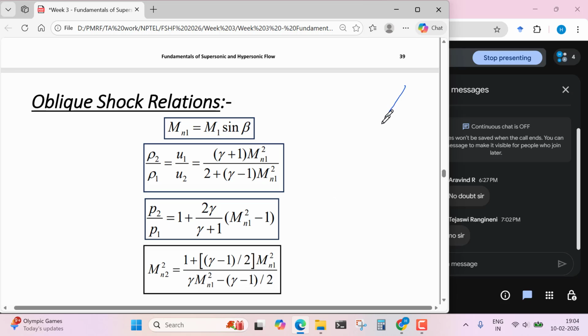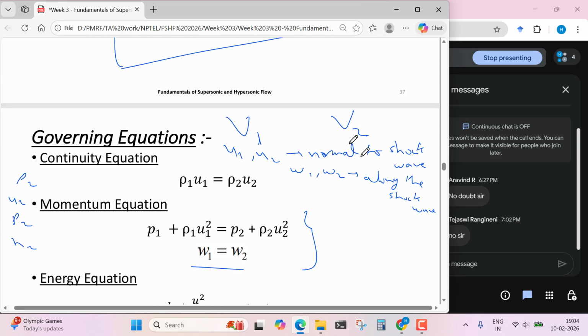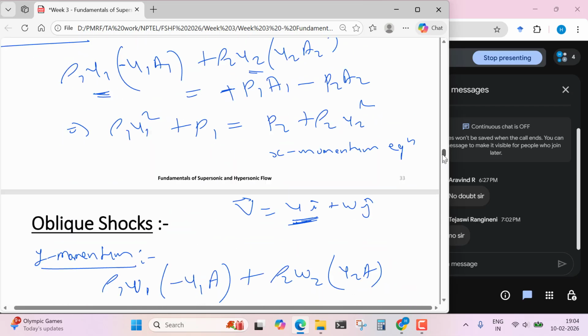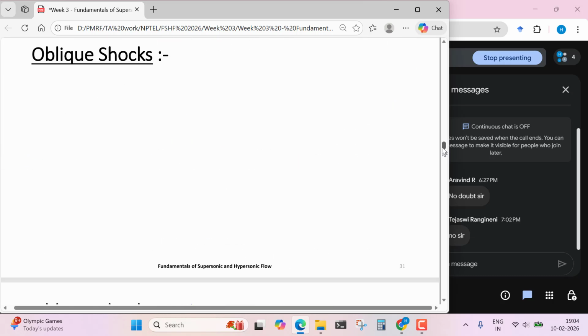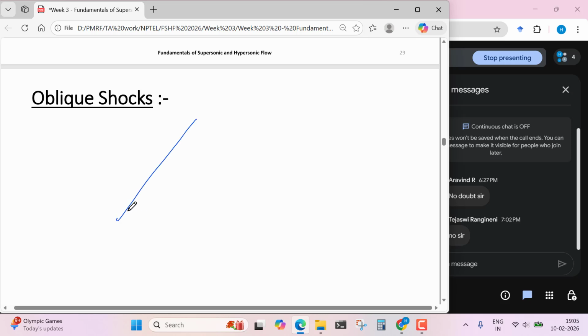I will go with the diagram first. So this is the shock wave which has angle β, and our flow was coming with velocity V1, and it went with velocity V2 at angle θ. So the velocity normal to the shock is U1, this is V2, W1, and this angle is β.